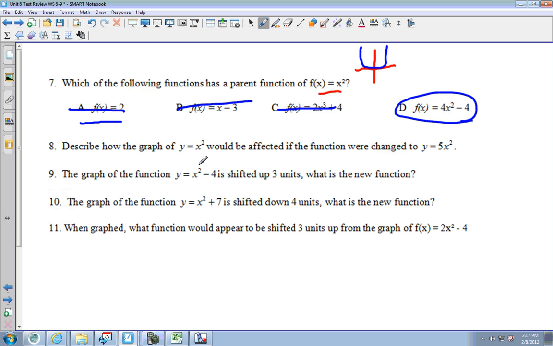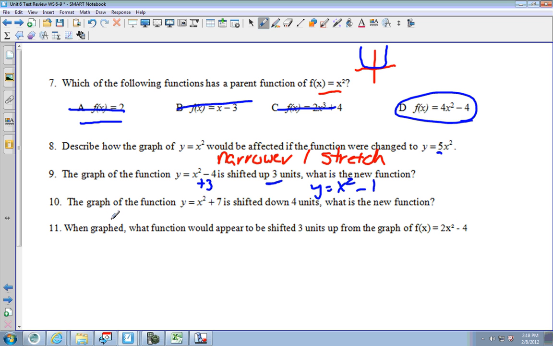Describe how the graph y equals x squared would be affected if you changed it to 5x squared. So when you have the parent function and you put a coefficient in front, and one that's bigger than 1, it's going to make it narrower. It's going to cause it to stretch. The next one, if you have y equals x squared minus 4 and it's shifted up 3 units, what is the new function? So you add 3 to that and you get y equals x squared minus 1.